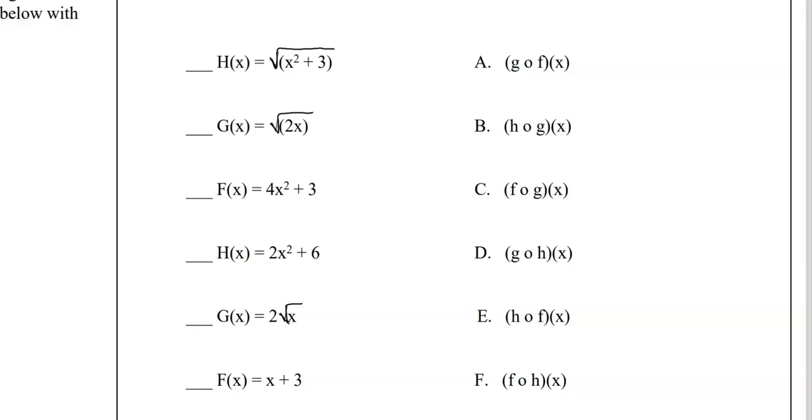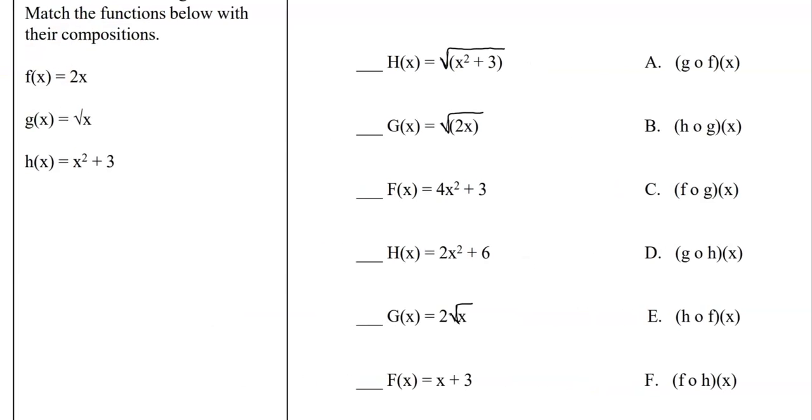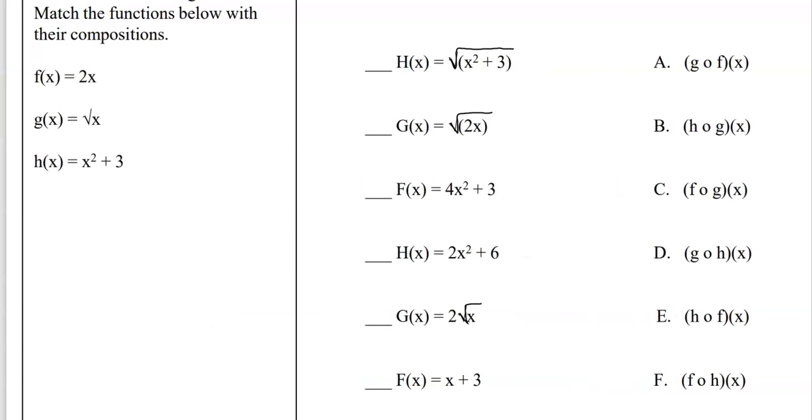All right, so we have 6 different compositions now. They are all function compositions. There's g of f, there's h of g, there's f of g, g of h of f, and f of h. Okay, and the functions that we are using are over here on the side. We are using the f function of 2x, g function of the square root of x, and then our h function of x squared plus 3.